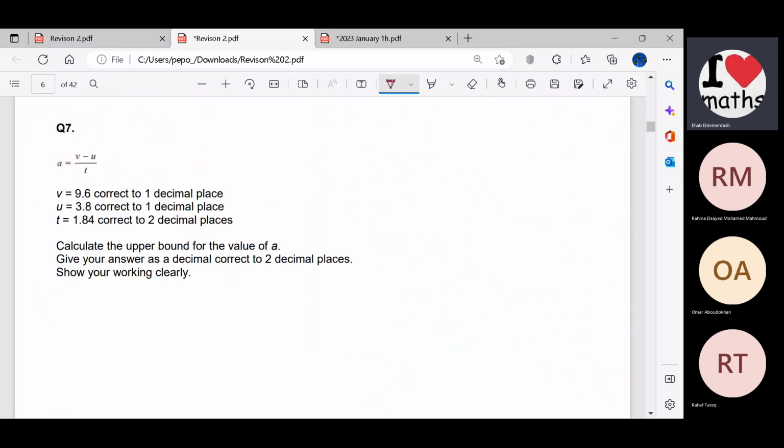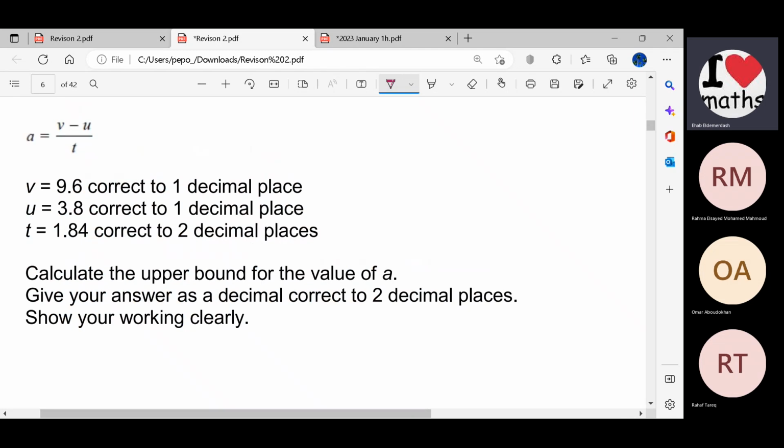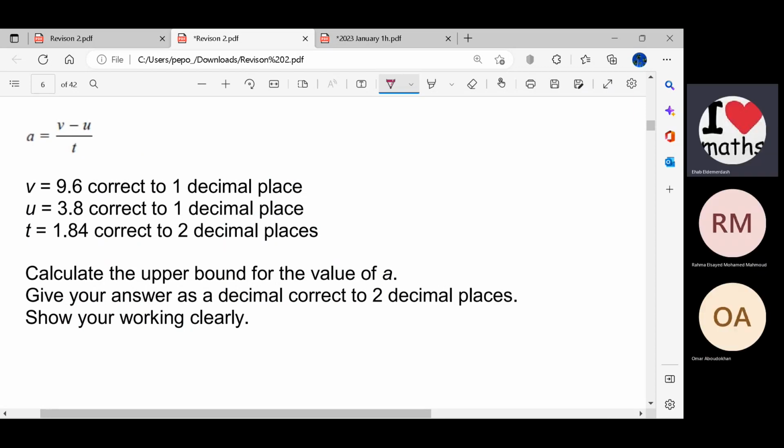Do you have a problem with the boundaries? Does anyone have any problem? Okay, listen. Let's go one step at a time. First of all, I have v equal to 9.6 corrected to 1 decimal place. Who can tell me, if it's corrected to 1 decimal place, what will be the minimum and the maximum? Yasmin, what do you have to say?